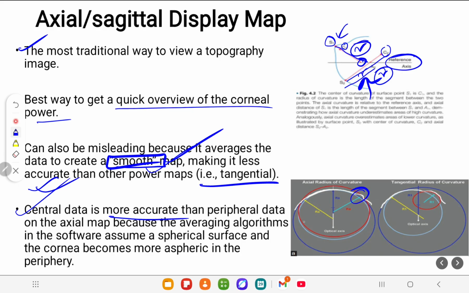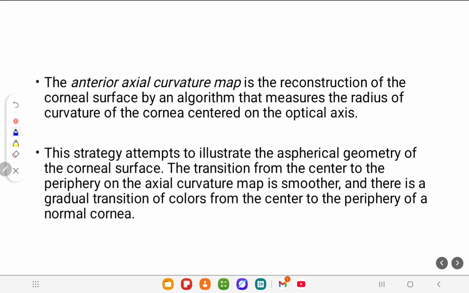This is more curved, isn't it? This thing, the axial radius of curvature, is more curved. But if you draw the line till this axial line, that's not the case. It's something like that, more smoother. Okay, this picture is very good.